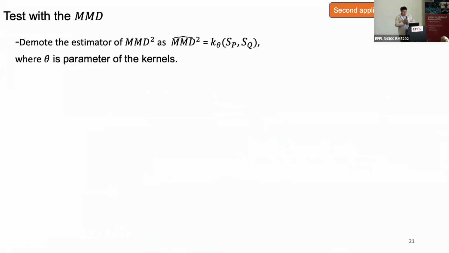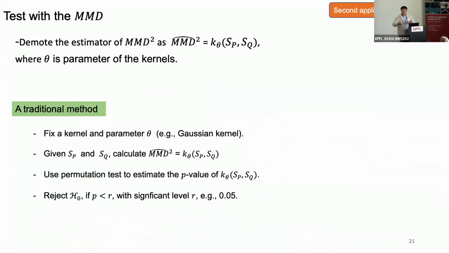We actually can use many different estimators to estimate the MMD. Let me make the notation simple here. We use MMD squared hat to denote one estimator, which can be parameterized by theta and using the kernel K. Then how to test using the MMD?